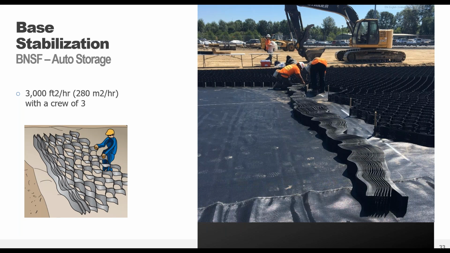The panels are then transferred for installation, with typical installation rates about 3,000 square feet or 280 square meters per hour with a crew of 3. And again, work can run parallel with one crew laying out the site, another installing the GeoWeb, and another filling and compacting for your best efficiency.